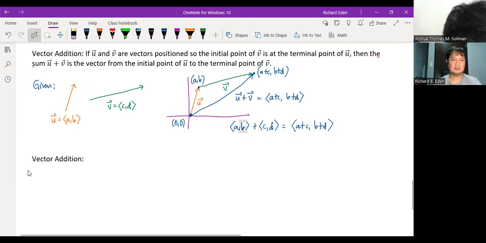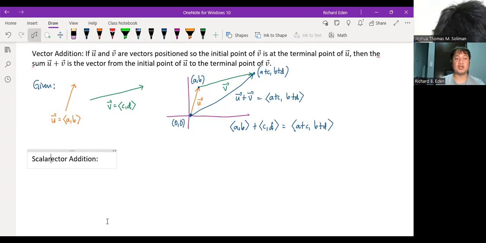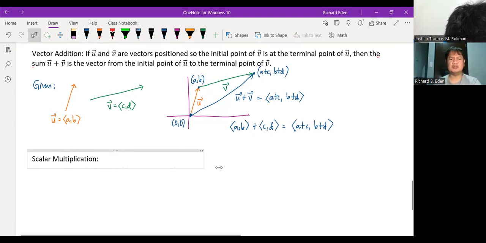Dot product po. Hindi pa, hindi pa. Okay, when you take the dot product, it's between two vectors. Scalar multiplication is between a vector and a scalar. But Joshua, you've encountered these operations before, right? Opo. Okay, so sige, anyway, dadaan ko lang.